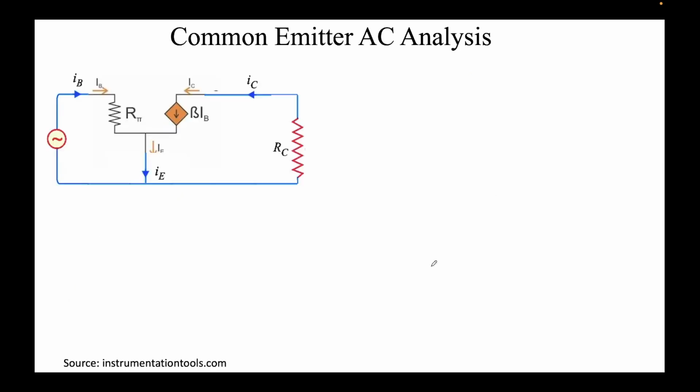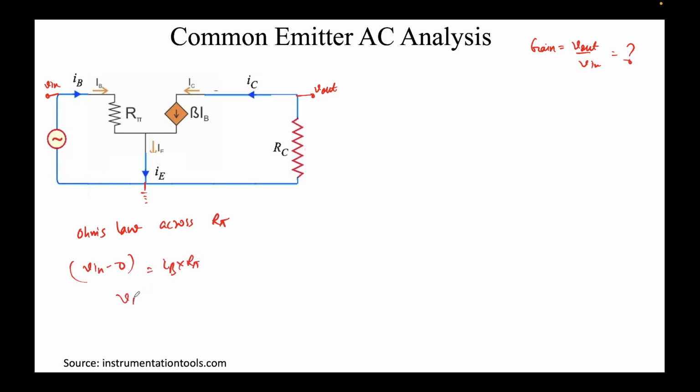Now we'll try to calculate the value of V out for a given V in. Essentially, what I'm interested in finding is the gain, denoted by V out over V in. Again, I'll just simply ground this. First I'll apply Ohm's law across R pi. I get V in minus 0, noting this voltage is 0, equal to IB times R pi. So I get V in equal to IB times R pi.